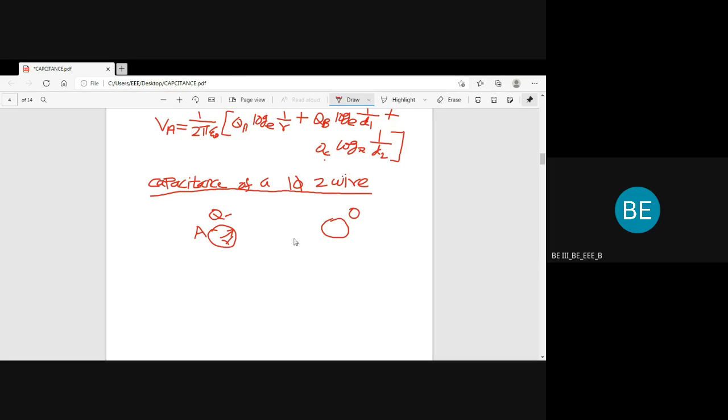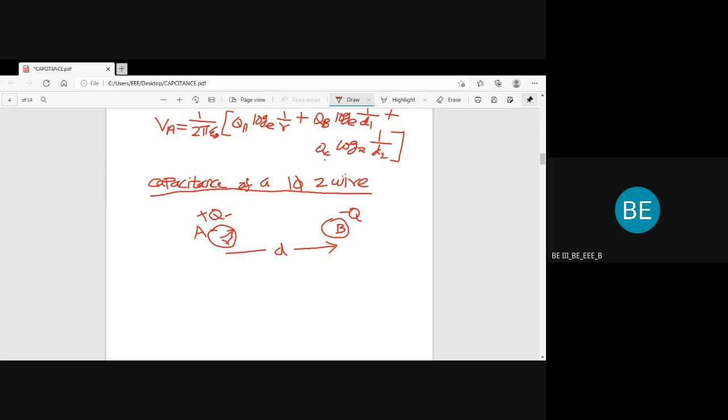So I am having conductor B with radius R, same thing. And these two conductors will be separated by a distance D. The charge of conductor A is plus Q and the charge of conductor B is minus Q. As we said, in the phase wire the current will be flowing, and in the neutral wire it will be returning. So I am assuming the charge in conductor A is positive and the charge in conductor B is negative.